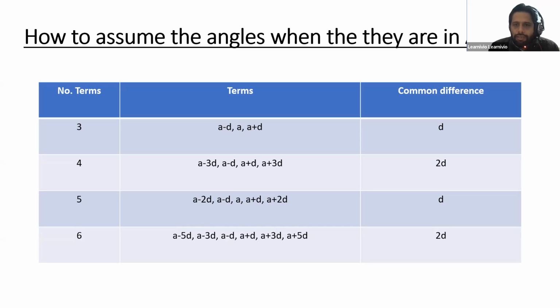Whenever you need to assume some terms, when the terms are in AP, we will assume them in this way: a minus d, a, and a plus d. Whenever we need to assume terms from an AP, we will use this one. You can solve the question directly, but if you use this one, it will reduce your calculation. Okay, first of all, we will check one question.